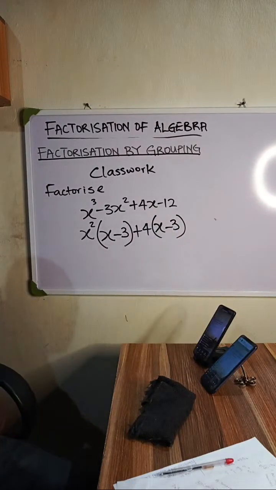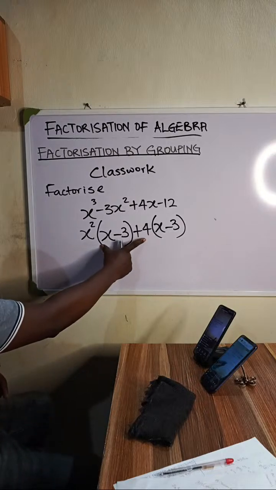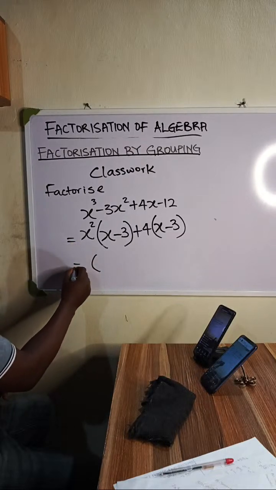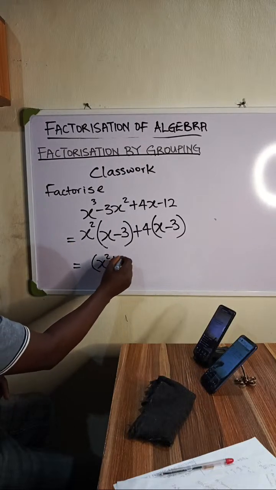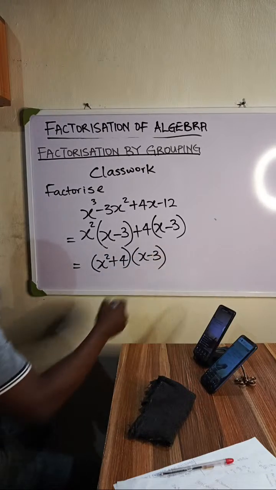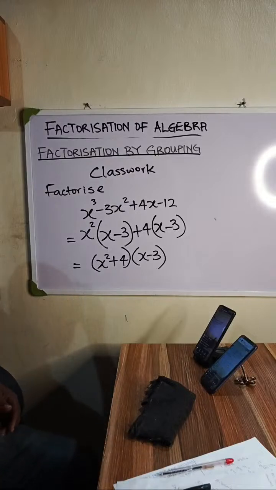Okay, good, good. So the next thing is we pick the values outside the bracket, put them in one bracket. So we have x squared plus 4 into x minus 3. Perfect. Perfect. That's good.